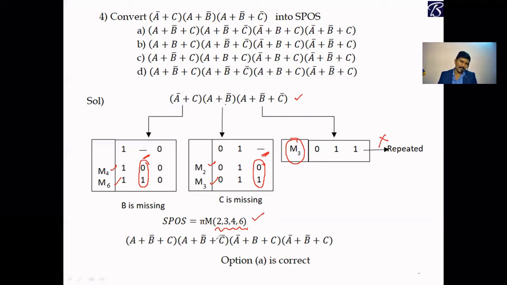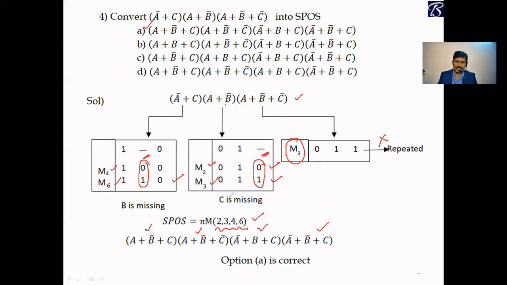Okay, now write the POS expression. 2 means 0 1 0, that means A plus B bar plus C, this one. 3 means 0 1 1, that means A plus B bar plus C bar, this one. And 4 means 1 0 0, that means A bar plus B plus C, this one. And lastly 6, that means 1 1 0, that means A bar plus B bar plus C, this one. So if you observe, option A is correct.